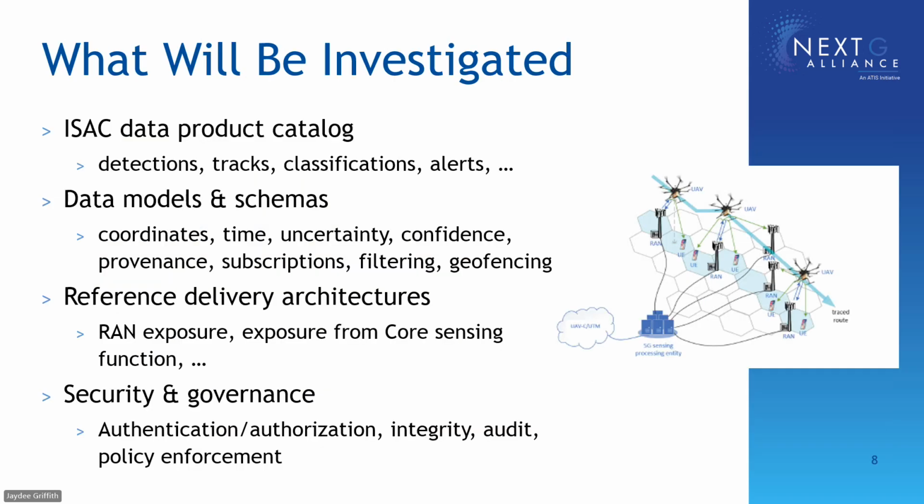So what will be investigated? The ISAC data product catalog, the data models and schemas, including coordinates, time, uncertainty, confidence, provenance, subscriptions, filtering, and geofencing. A reference delivery architecture, how are you going to expose the data, whether it be from the RAN or exposure from core sensing functions, as well as the security and governance, authentication, authorization, the integrity, auditability, and policy enforcement of the data. So let me now turn it over and we'll go back to JD and we'll talk about the structure of the group.